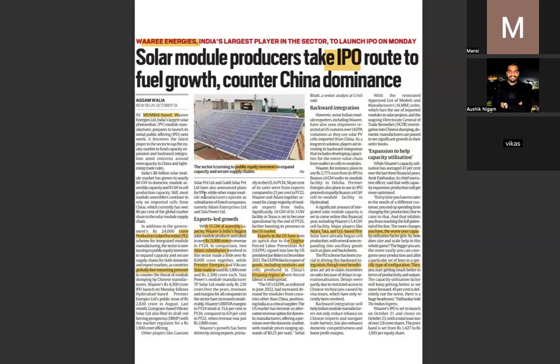Backward integration, Indian module exporters, including Vari. So we can talk about how backward integration includes developing capacities for the entire value chain, which can help in producing wafers to cells to modules. This is one part of the supply chain or the value chain which exists. The role of MSMEs can be crucial here.